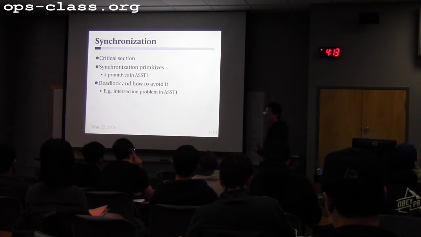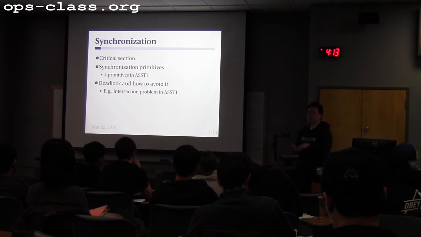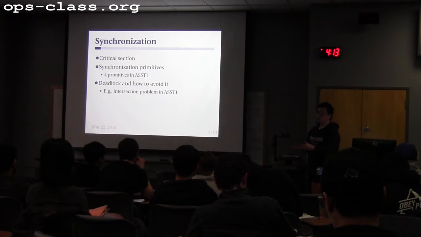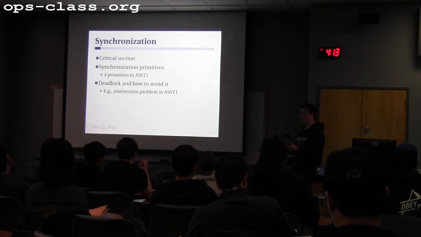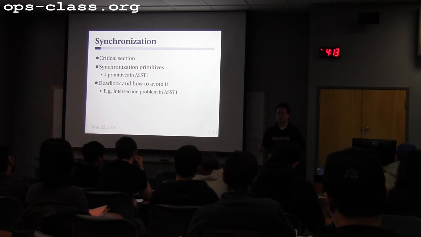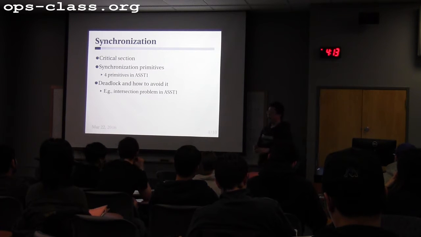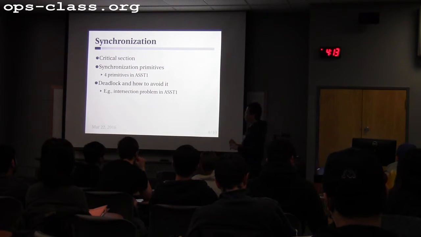What are they? For the most basic, you have the locks, right, to protect the shared resource. The spin lock is provided to you in the OS161 code, and then you also write the non-spin lock, right? So what's the difference between the spin lock and non-spin lock? One of them spins, and another sleeps when the resource is not available, right? Then we have the semaphore, which is provided to you, and you should have used a lot in your assignments.